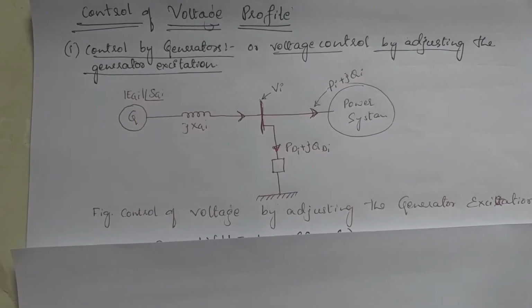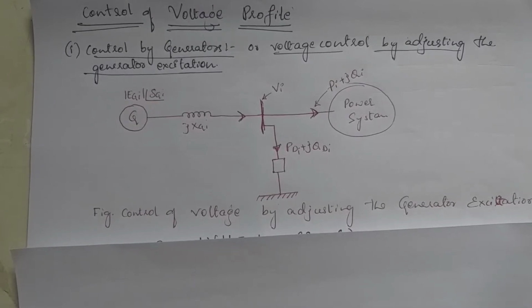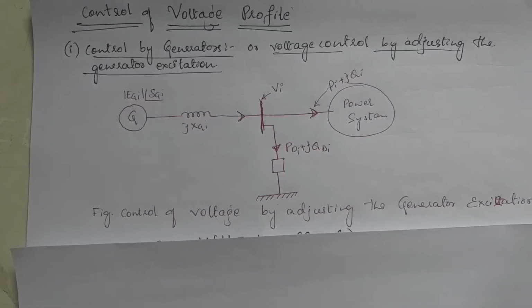Hello students, this is the next topic under module 2 of PSA 2, control of voltage profile. Voltage can be controlled using 3 methods in this chapter. One is by adjusting the generator excitation, another by changing the transformer tap settings, and control of voltage by the VAR generator or synchronous or static capacitors.